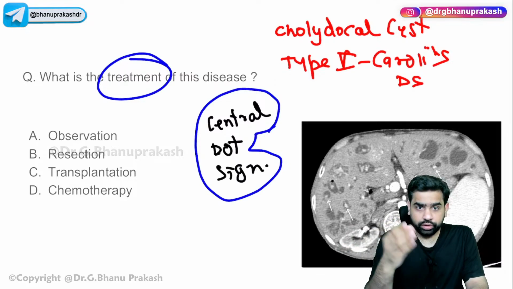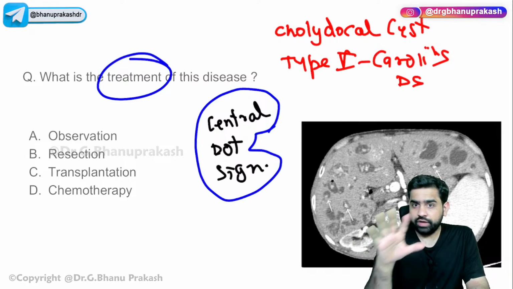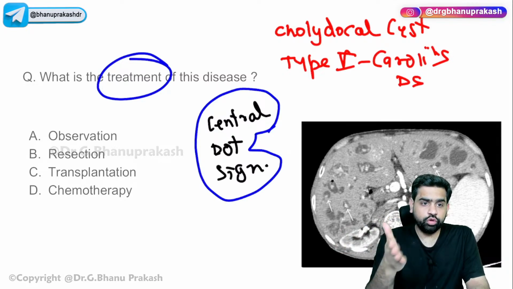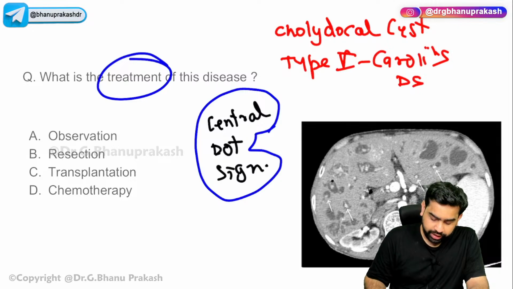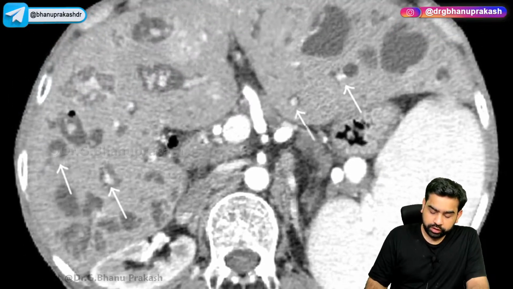Now, you have this particular stuff: central dot sign, Caroli's disease, choledochal cyst type 5, all those things. What is the treatment of choice for Caroli's disease? Can you please help me? Well, yes, it is transplantation, guys. The treatment of choice for patients with Caroli's disease is transplantation, and I hope you are able to appreciate that this is a central dot sign.